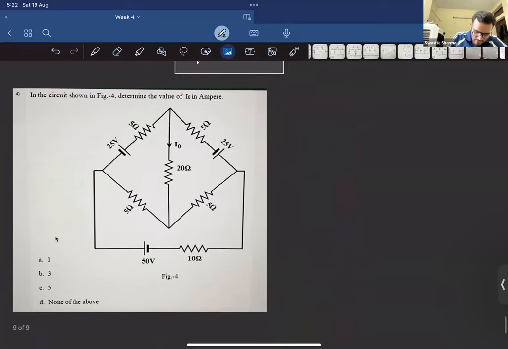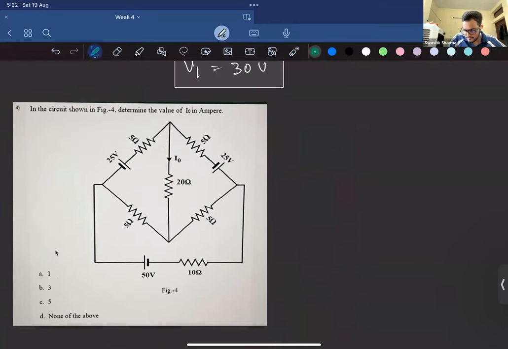So how would we solve this question? Does anyone know? What is in this question? We are given a bridge, kind of a Wheatstone bridge, where there is 25 volts and 5 ohm in series, and 5 ohms at two different places with 20 ohms in the middle. We are required to find I0, the current flowing through that 20 ohm resistor. So how would we solve this question?